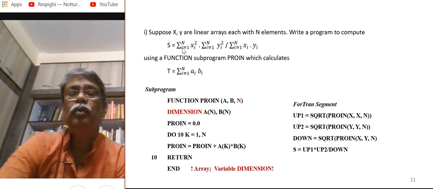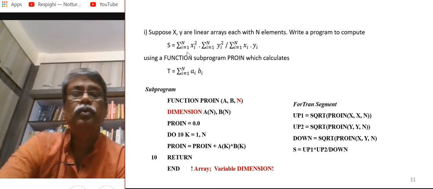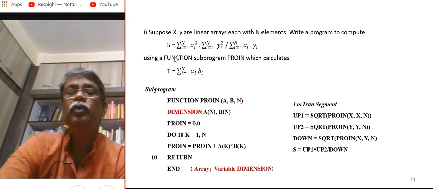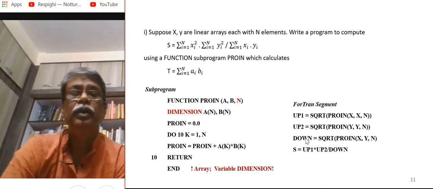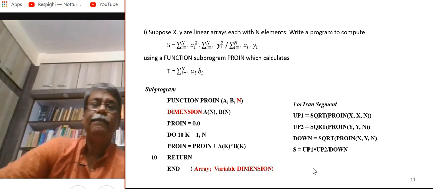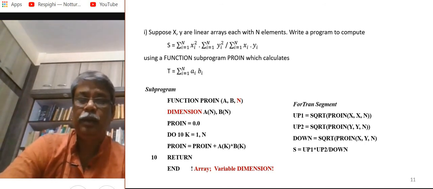So you see, here 2 things. up 1 is square root of proin xy n. Square root is there because of x square, and up 2 is square root of, okay, some square root is missing here. According to the problem we can change the part, and down is square root of this. So the whole thing is actually under square root, and then s is up 1 into up 2, these 2 parts, and then the down part. So that is how one can use the subprogram in a main program a number of times, as and when needed.